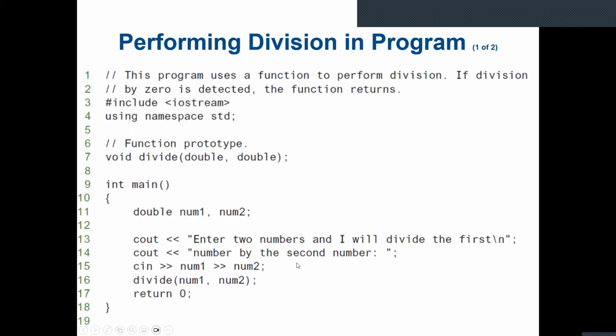So if there's no returning, it goes all the way to the end. Here we have a function named divide. In the main function, we declare two variables, num1 and num2, of type double. We tell the user to enter the two values. Then we call the function divide, and the two values that we enter are the arguments.